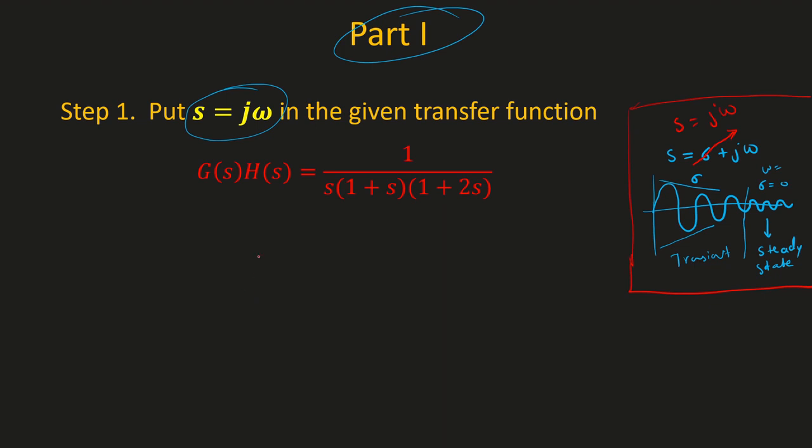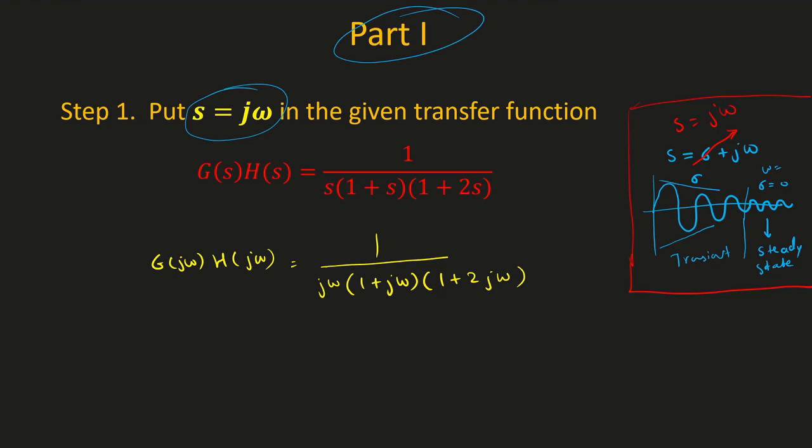Okay, after putting s equal to j omega, we will get the transfer function in this form: G(j omega) H(j omega) is equal to 1 upon j omega (1 plus j omega)(1 plus 2 j omega).